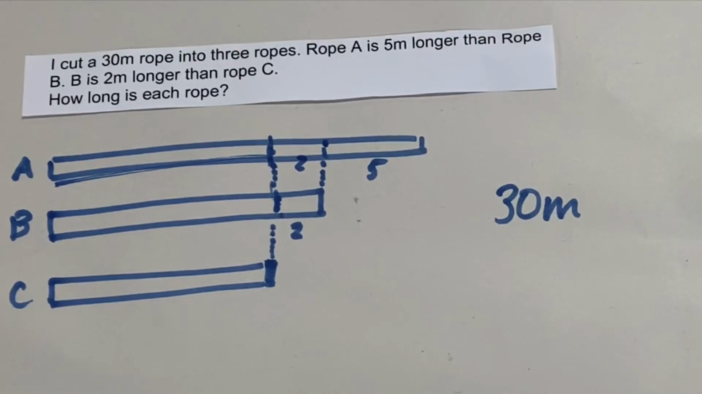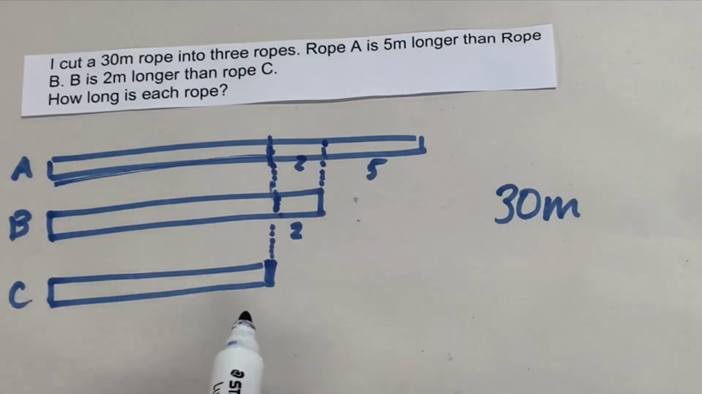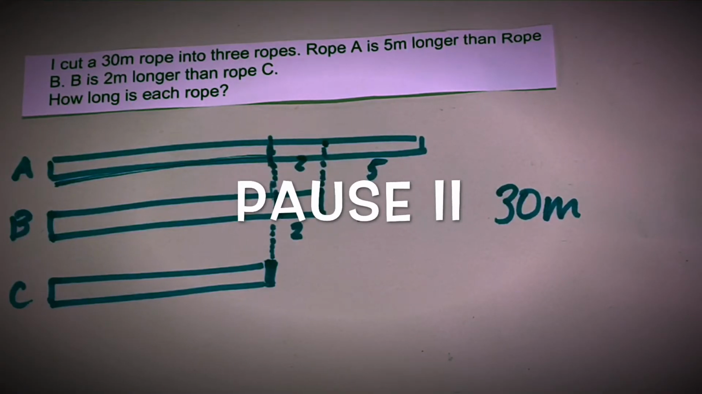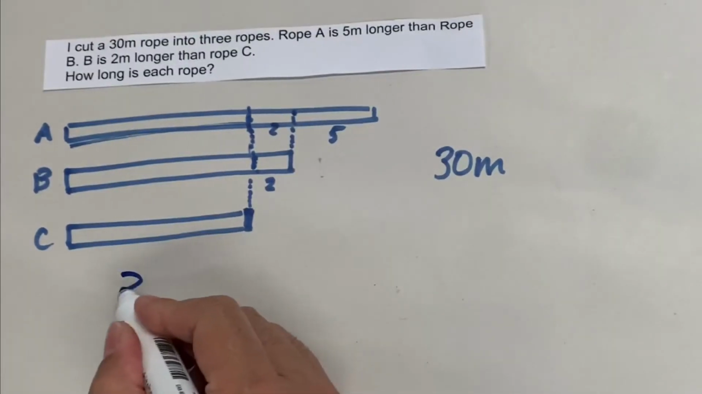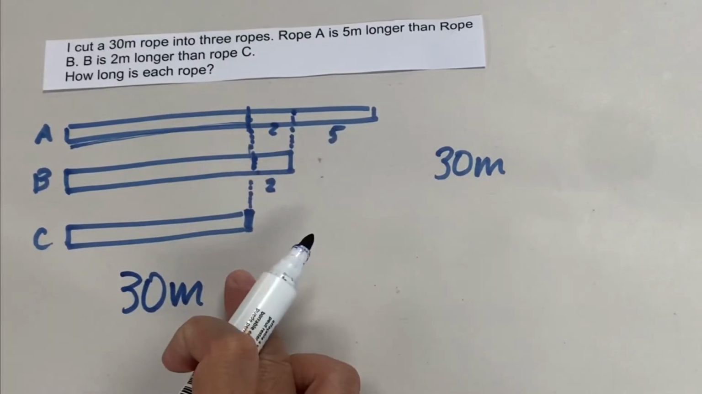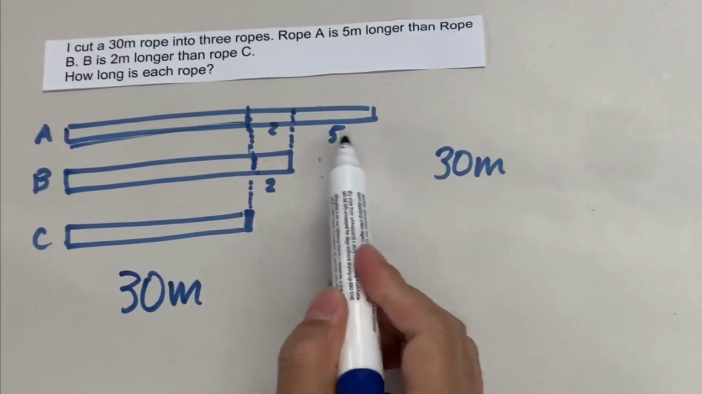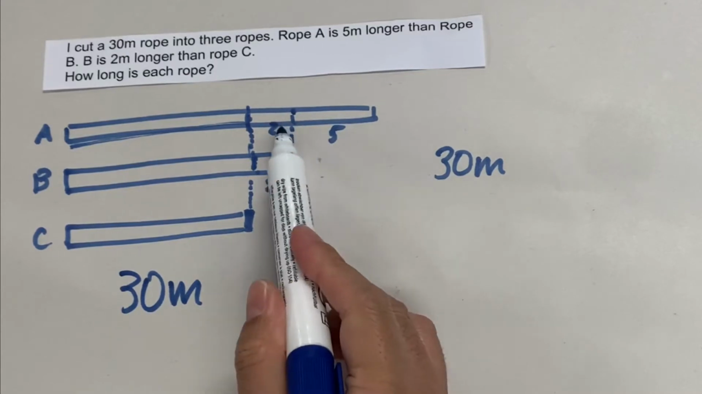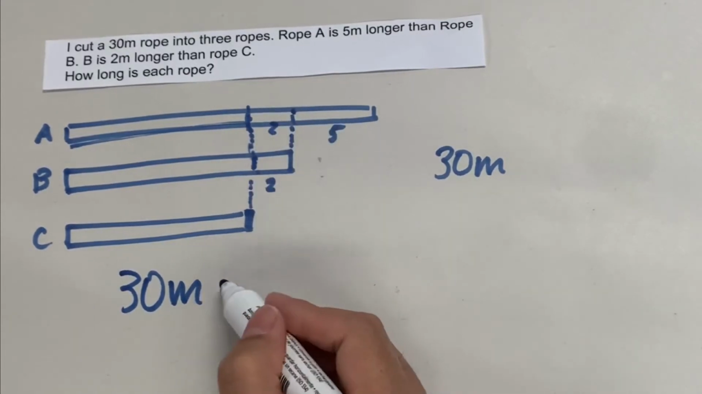Should I quickly pause the video? I'll quickly pause the video, see what you can do. So I have 30 meters. That's the total length of the ropes. I take away 5, then a 2, then 2, so that's 9 altogether.